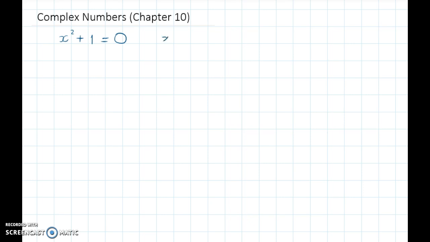We know that we are trying to find a value of x such that it's equal to either plus or minus the square root of minus 1. But since we cannot find square roots of negative numbers in the real numbers, this is not a real number. What we know about this mysterious number is that if we multiply it by itself, the result is minus 1.